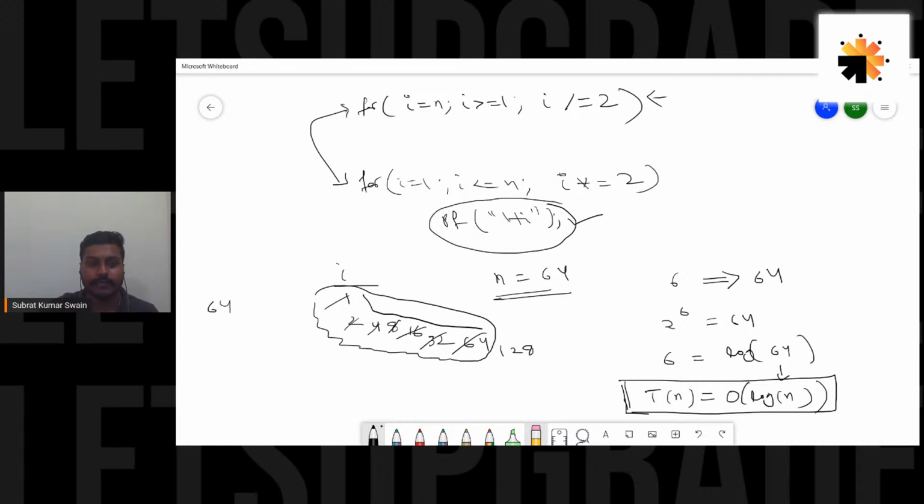So 64, next time 32, next time 16, next time 8, next time 4, next time 2, next time 1. Same thing, right? In 6 steps we reach the end of the loop. Same thing, log n. Even if you are multiplying by 2, or even if you are dividing by 2, you will get the same log n, logarithmic time complexity.